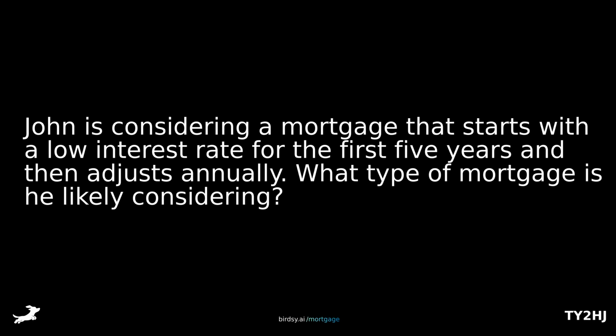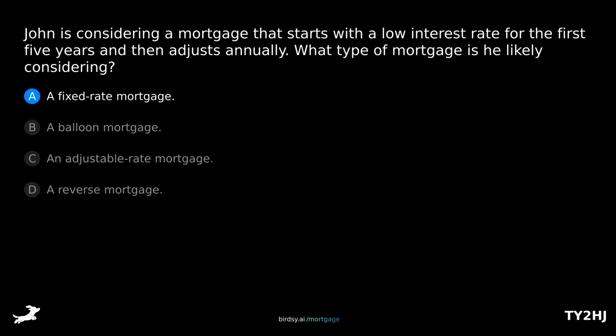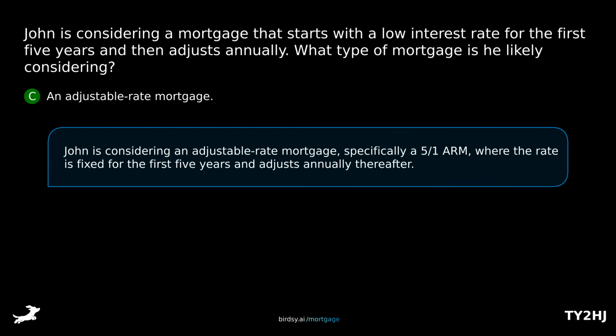John is considering a mortgage that starts with a low interest rate for the first 5 years and then adjusts annually. What type of mortgage is he likely considering? Is it A, a fixed-rate mortgage, B, a balloon mortgage, C, an adjustable rate mortgage, or D, a reverse mortgage? The answer is C, an adjustable rate mortgage. John is considering an adjustable rate mortgage, specifically a 5-1 ARM, where the rate is fixed for the first 5 years and adjusts annually thereafter.